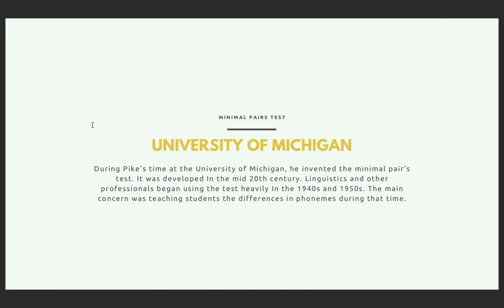So during his time at the University of Michigan, he invented the minimal pairs test. It was developed in the mid-20th century. Linguists and other professionals began using the test heavily in the 1940s and 1950s. The main concern was teaching students the differences in phonemes during that time.